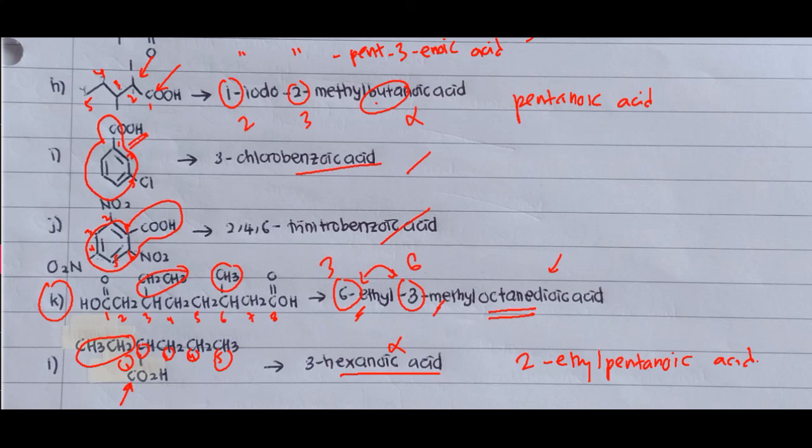In general, okay, whenever you want to name an organic compound, always take a look at the functional group first, followed by the longest chain. If you follow this guideline, inshallah, we're going to come up with the correct answer.